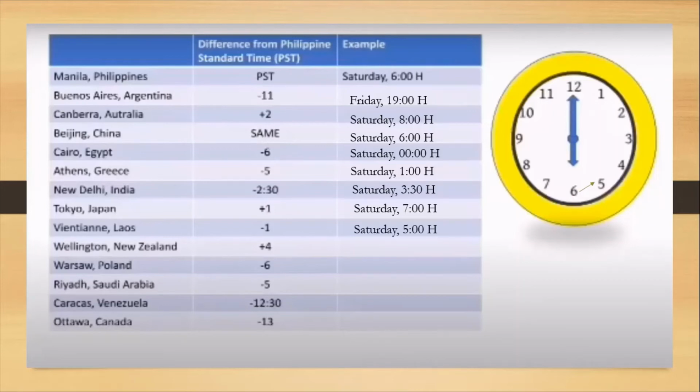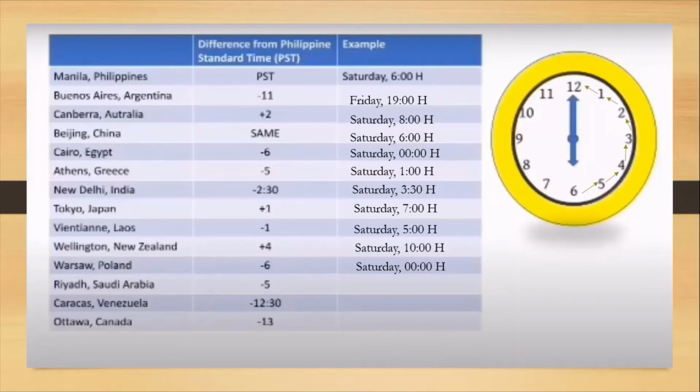For New Zealand, plus 4 means they are advanced 4 hours ahead of us. So move 4: 1, 2, 3, 4. The time in New Zealand is 1000 hours, or Saturday, 10 a.m. For Poland, they are delayed 6 hours. Let's move 1, 2, 3, 4, 5, 6. Actually, Poland and Egypt have the same time, so it is 0000 hours, or 12 midnight.